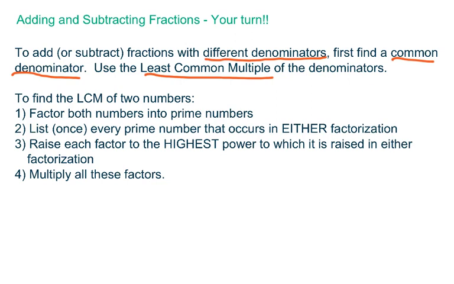First, you factor both of your numbers into prime factors. Then you list one time every prime number that occurs in either factorization. Then you raise each factor to the highest power to which it is raised in either factorization. Pick the highest exponent. And then finally you multiply all these factors.